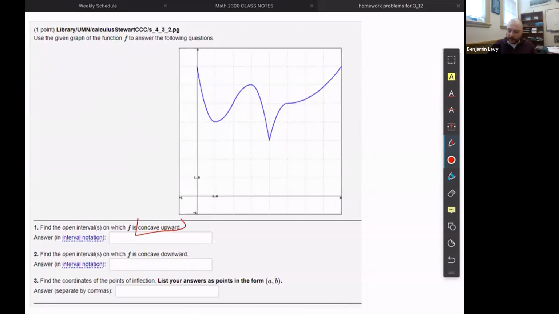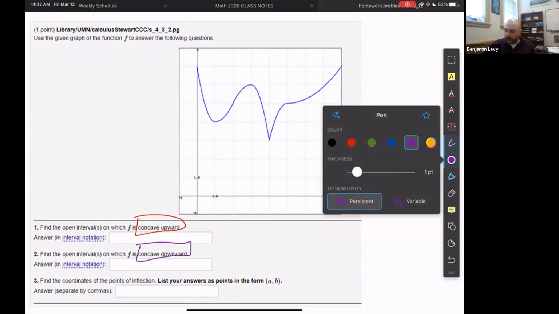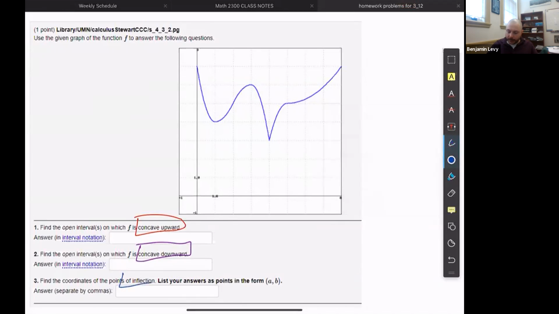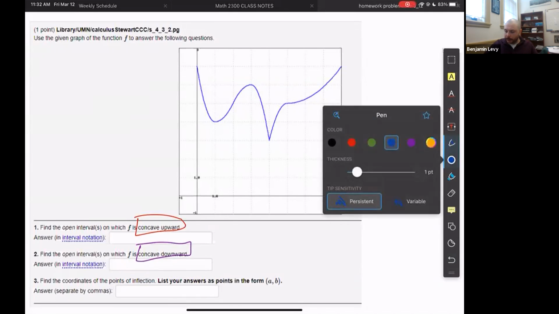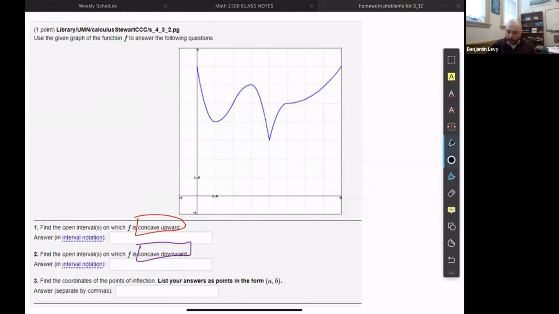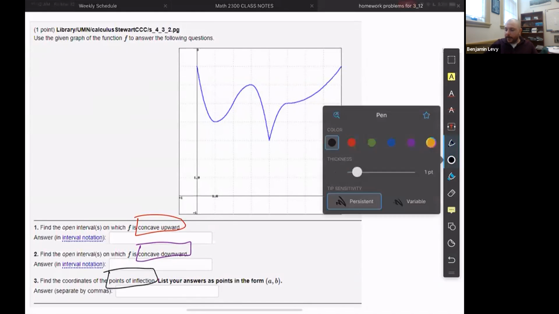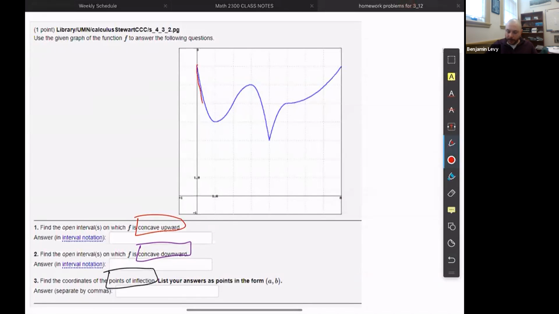Let's do concave up in red. We'll do concave down in purple. And I will dot the inflection points with, not blue because the graph is blue, how about black? So concave up looks to me to be this part. And this appears to be concave up as well. Agree with that? And I think that's it.